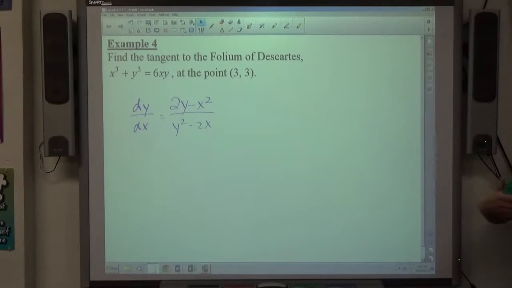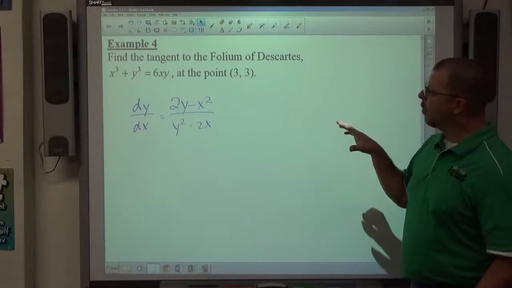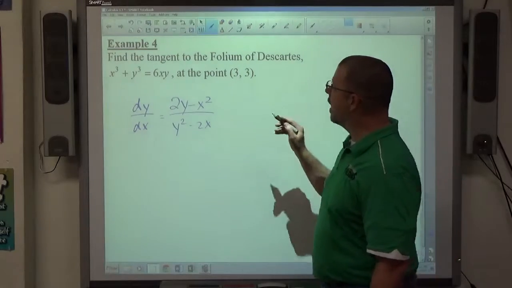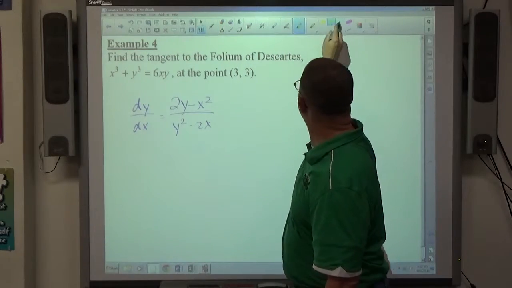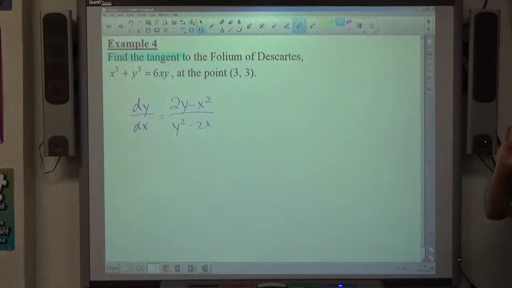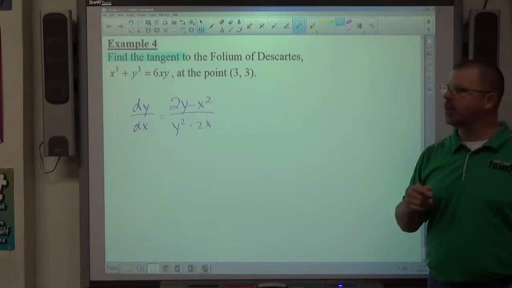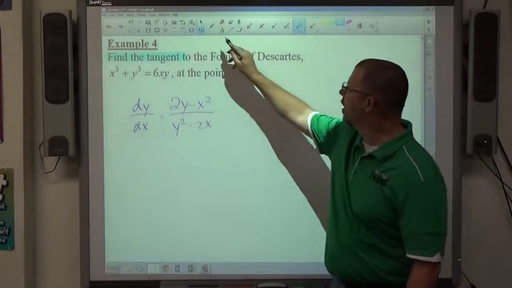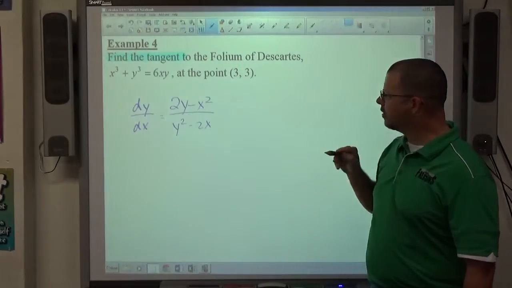Again, we go through all that process to find a derivative like we normally do. Once we get to the point where we're trying to find the tangent to the folium of Descartes, usually it says find the equation of the tangent line. They're getting a little lazy in their instructions in the book here, find the tangent, but that's finding the equation of the tangent line. We need to know the slope and the y-intercept of this curve.